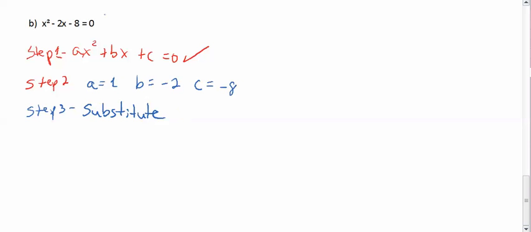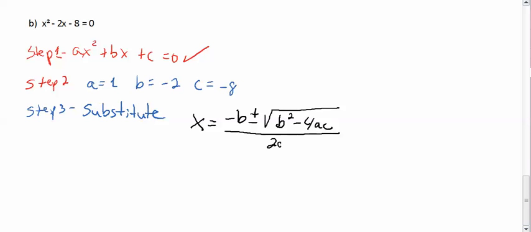Okay, so now we're going to take our formula. And again, it's memory. You need to memorize. X is equal to negative b plus or minus the square root of b squared minus 4ac all over 2a. So now we're going to take our information and we are going to substitute it.